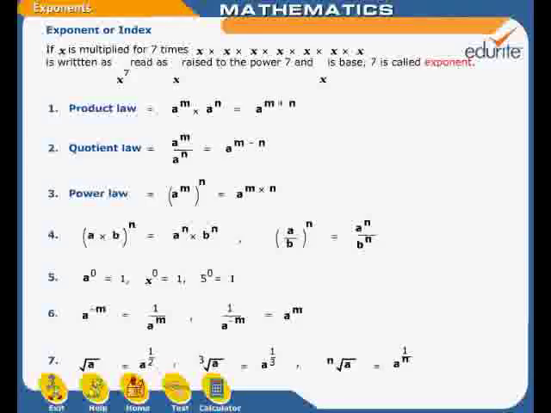6. a raised to the power minus m is equal to 1 upon a raised to the power m. 1 upon a raised to the power minus m is equal to a raised to the power m.